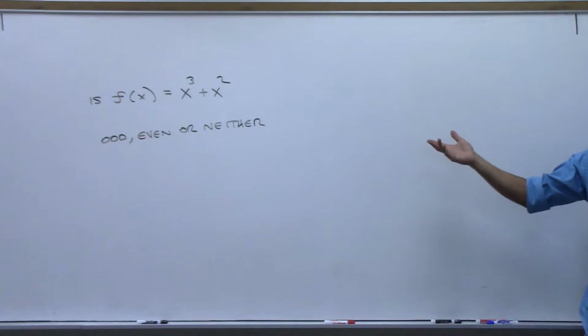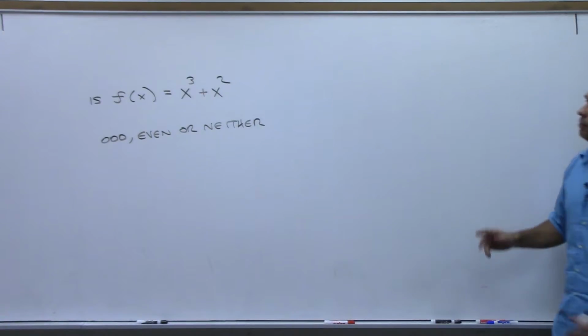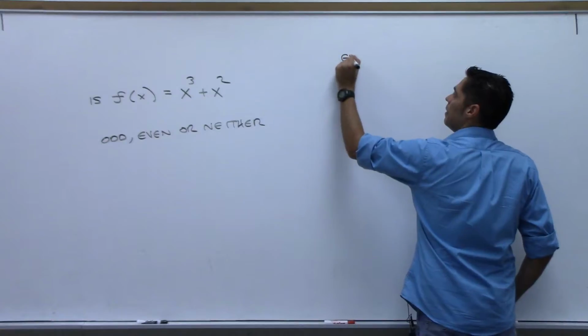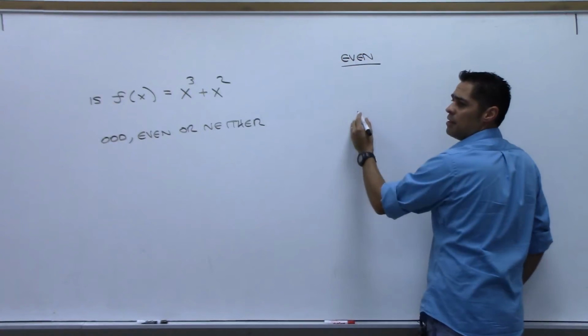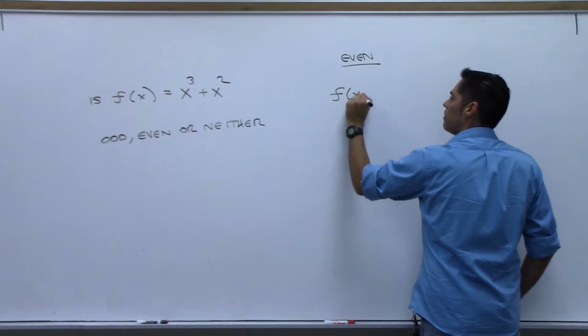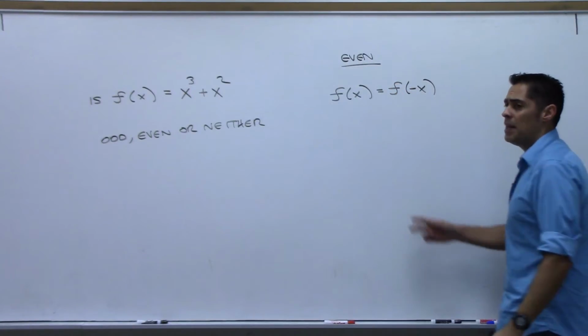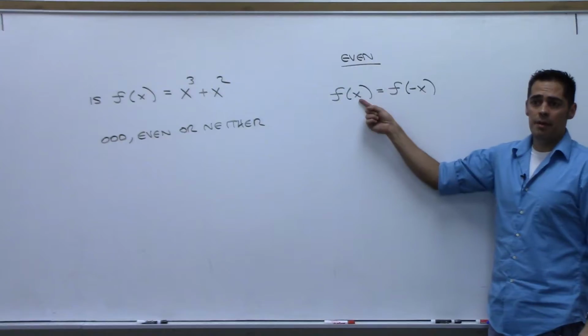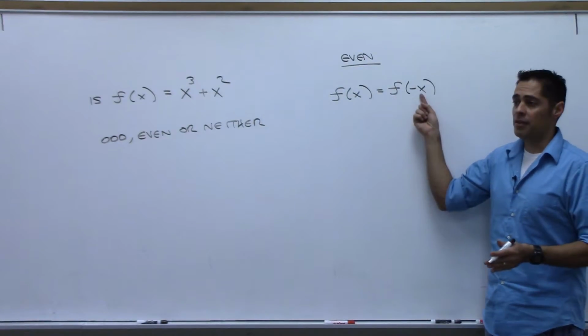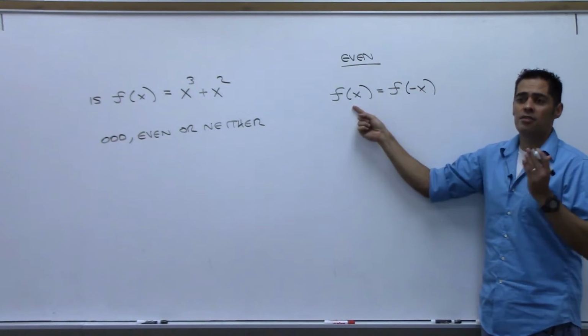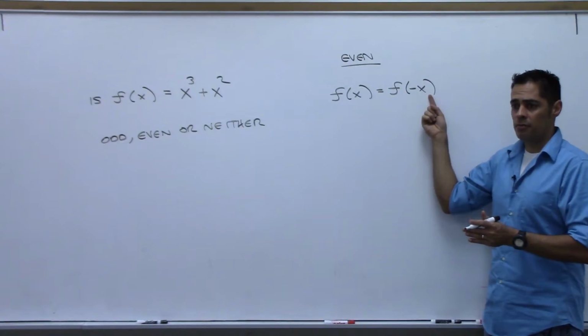How do you check it? Here's what it means to be even. For a function to be even, f of x has to be equal to f of negative x. Which means that if you plug x into it, you get the same thing as plugging negative x in. So if I plug 2 in, I should get the same answer if I plug in negative 2.